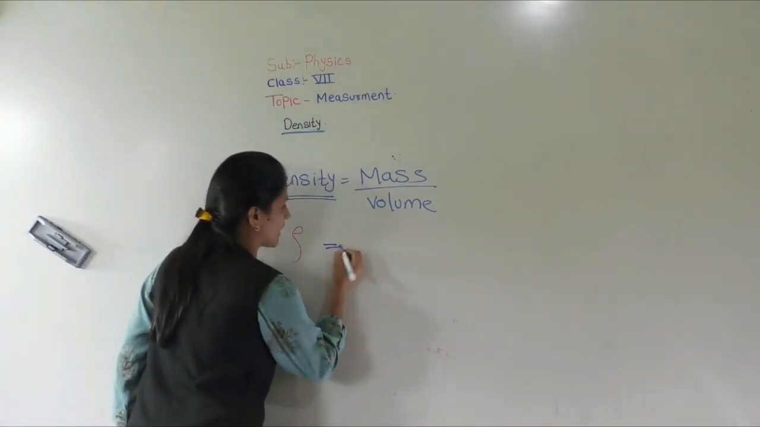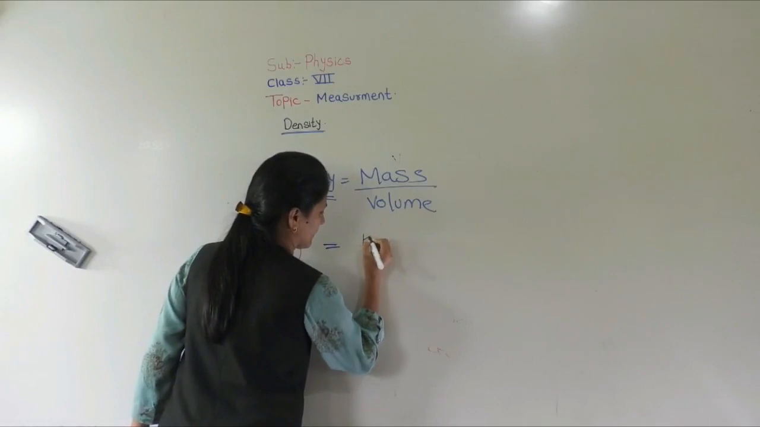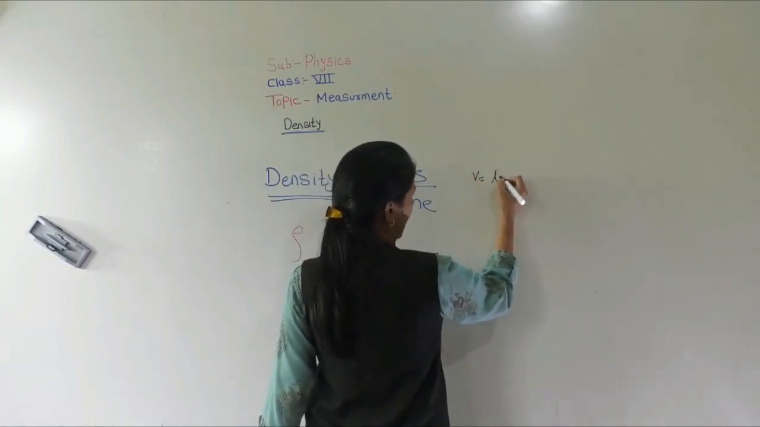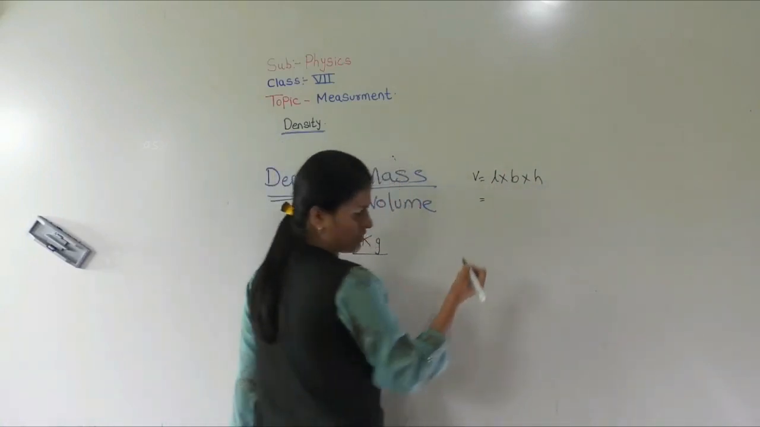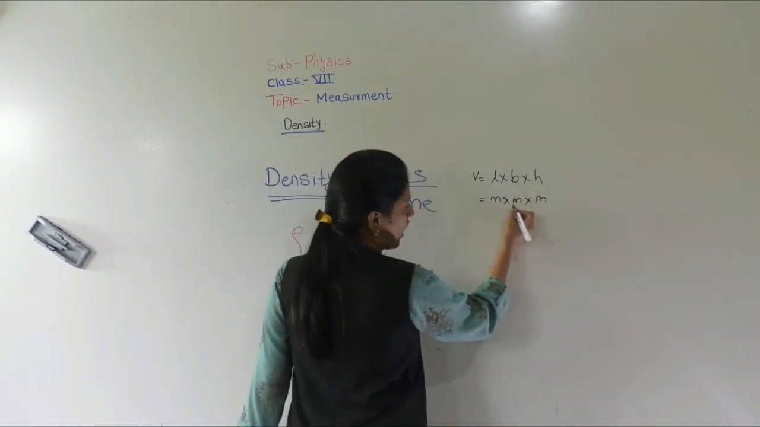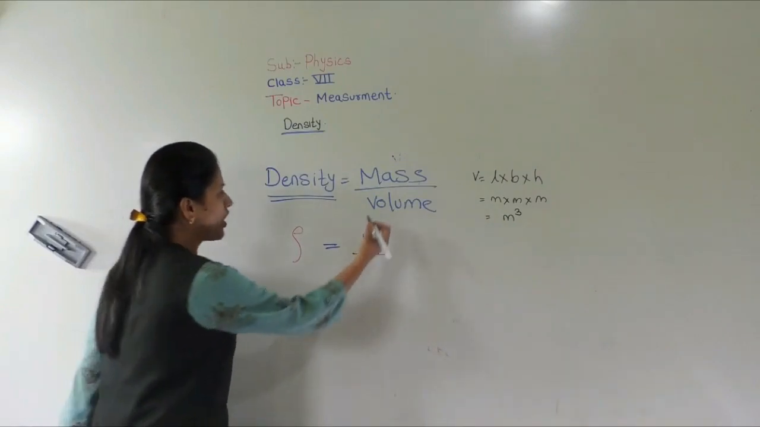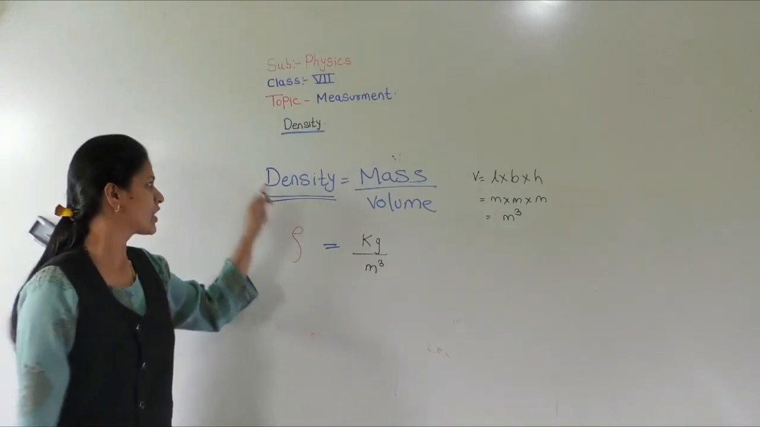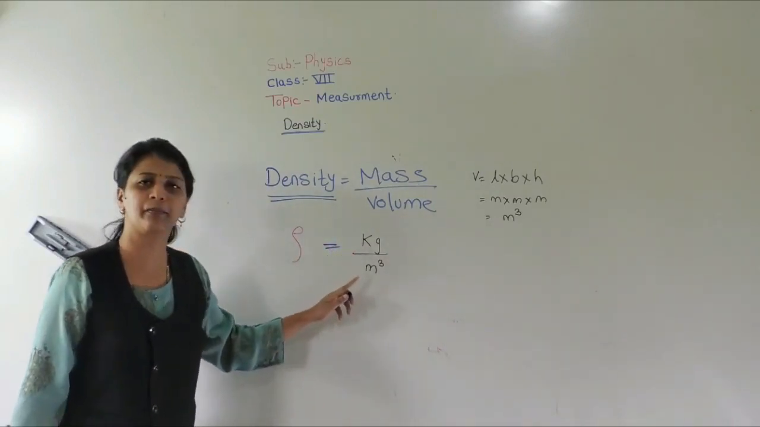Okay. Can you tell me what will be the SI unit of mass? Yes, it is kg. And volume? Now see, volume is nothing but length into breadth into height, or we can say thickness. Length we measure in meters, breadth in meters, height in meters. So how many times? It is 3 times, so m raised to 3. So what will be the SI unit of volume? Meter cube. Are you getting it? So the SI unit of density will be kg per meter cube.